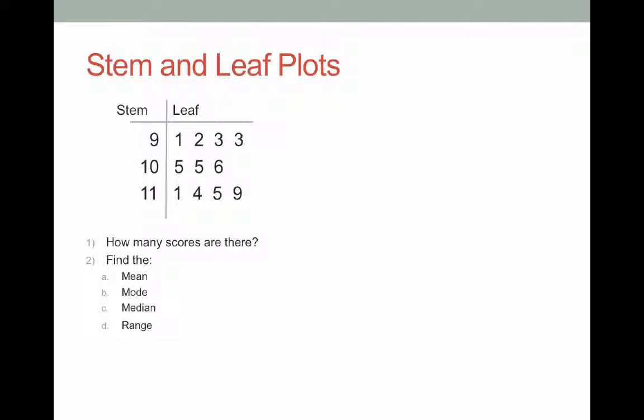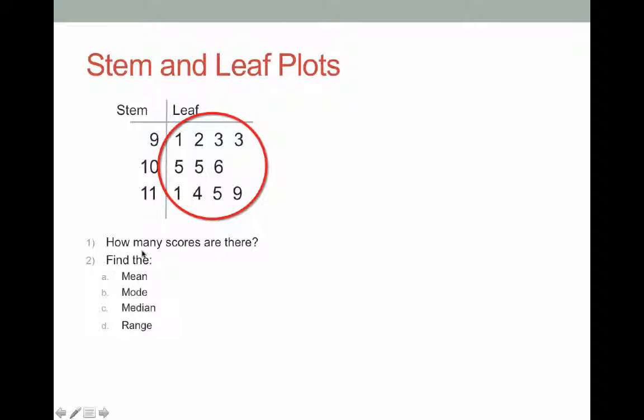Let's answer some questions using a stem and leaf plot. Here I have a stem and leaf plot which goes from the 90s into the 110s, and we'll look at that in a little bit later. And we're going to answer a few questions. How many scores are there first of all? And then we're going to find the mean, mode, median, and range. So let's start off with how many scores there are.